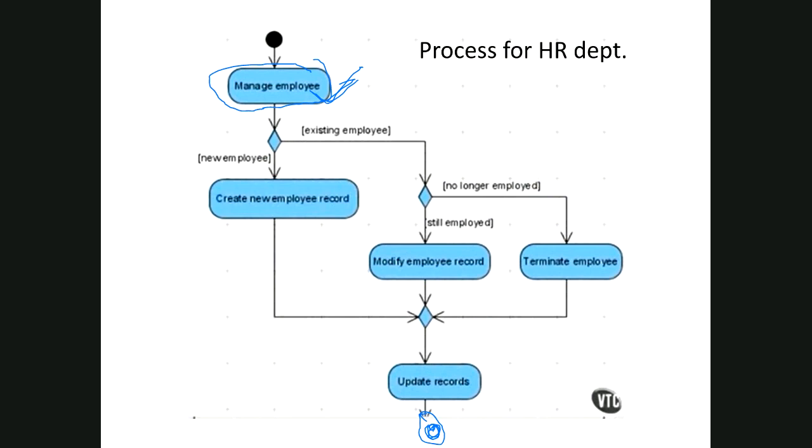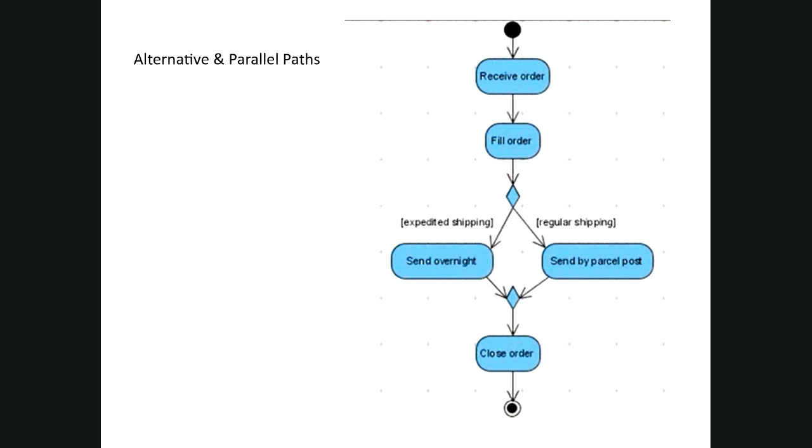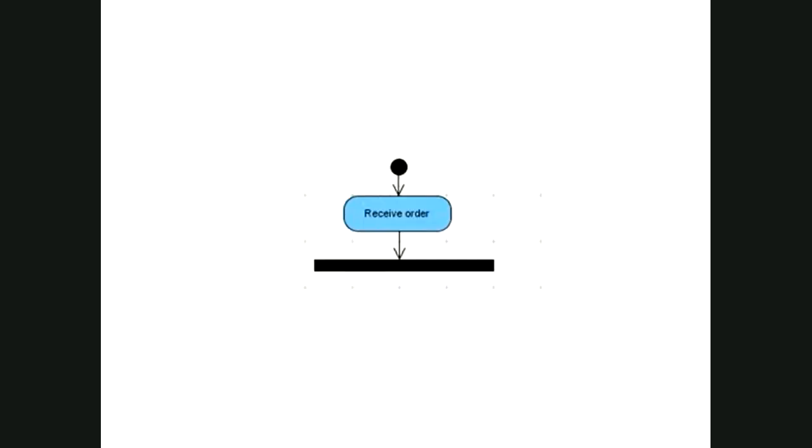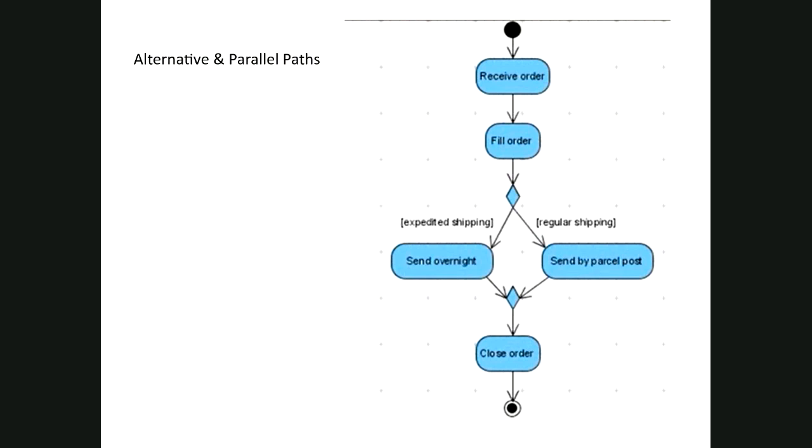Okay, so now let's dive into details. The first thing that comes is the alternate and parallel paths. For example, suppose you read this activity diagram. You have started from this initial node, then you have received an order. अच्छा, activity diagram को देखिए क्या बोल सकते हो? What is this activity diagram telling me? What is the process that is happening? किस process के लिए activity diagram बना है?